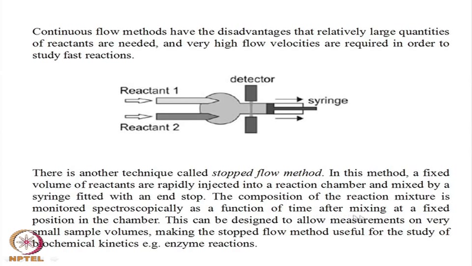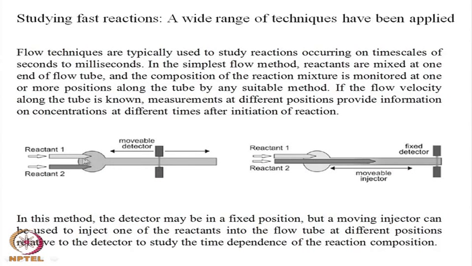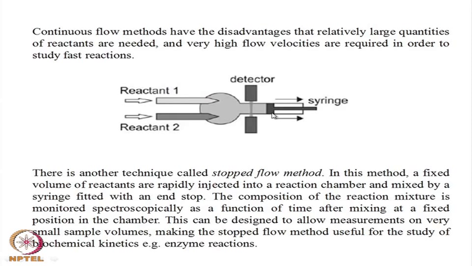It is monitored as a function of time after mixing at a fixed position in the chamber, maybe here. This can be designed to allow measurement on very small sample volumes, making the stopped flow method very useful for studying biochemical kinetics, as for example enzyme reactions. In the previous flow method, the mixture is continuously flown out, but here there is a syringe which stops the flow, and slowly it is coming out as your reactant syringes are pushed in.